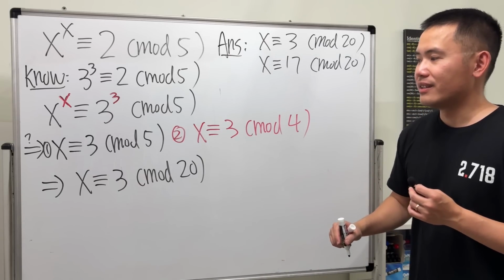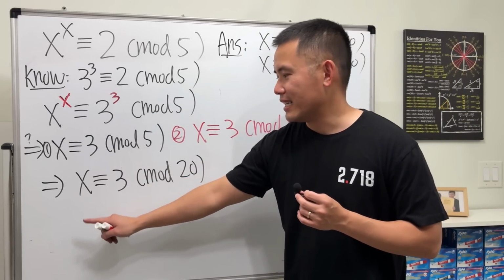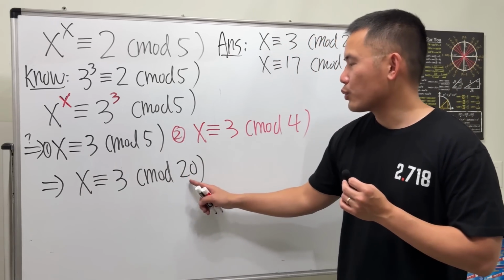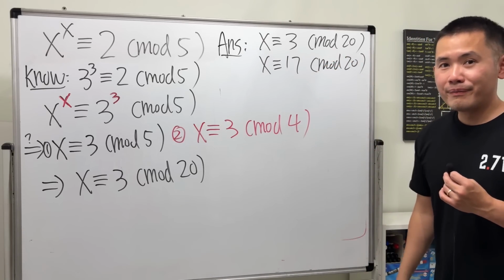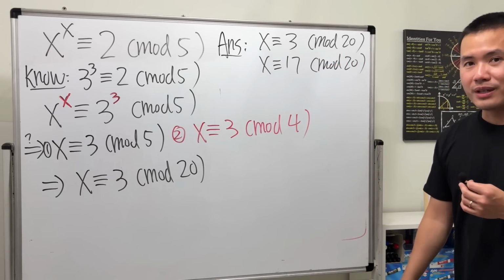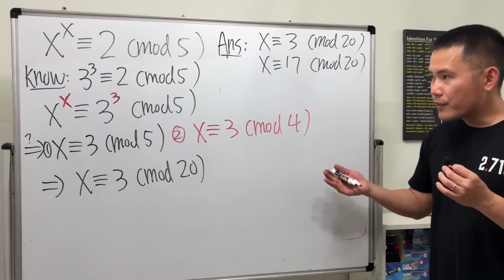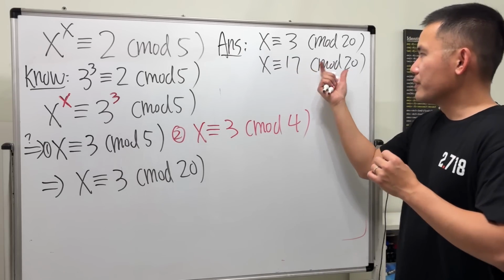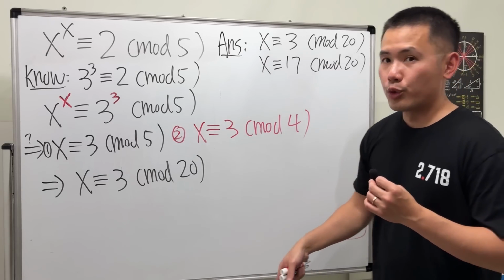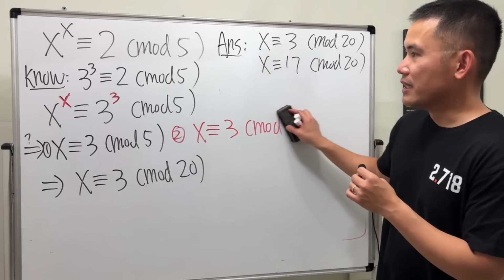5 times 4 together. So I can write it as x is congruent to 3 mod 20, and that explains the first one. So this is just a quick way to do this one. Now, for the second piece of the solution, I'm going to do it slightly more rigorous for you guys. And it will be the same idea.